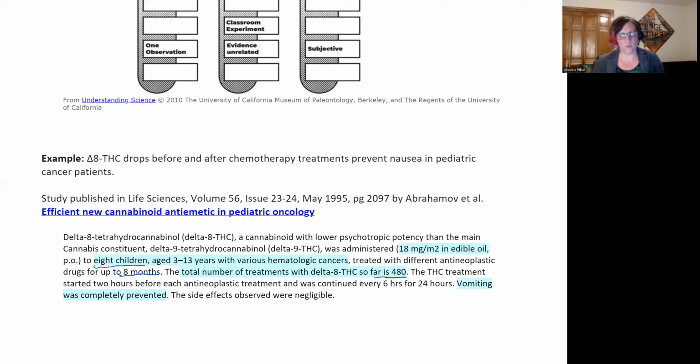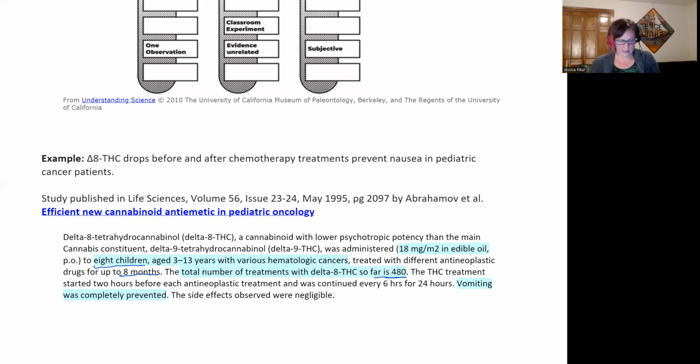They give the range of times that they used the drops, and they were able to show that in all 8 patients, vomiting was completely prevented. There was no vomiting associated with the chemotherapy in these 8 kids, and they saw very negligible side effects. They did say the 2 youngest participants, about 3 and 4, were the 2 that had some irritability and side effects. But the older kids did not have any negative side effects of the psychotropic nature of the THC.